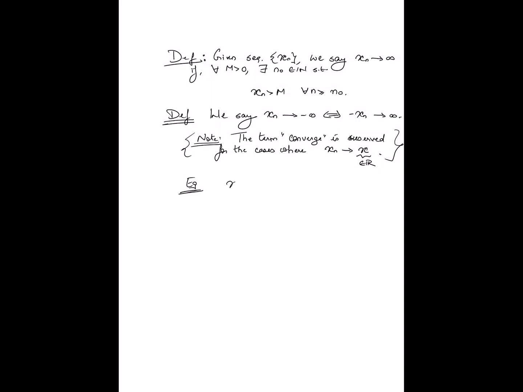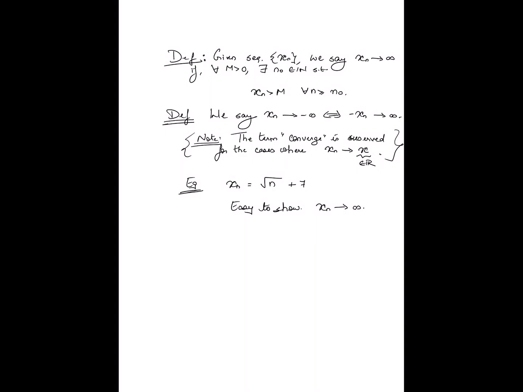So quick trivial example, if you look at something like square root n plus 7, it is easy to show that in fact xn tends to infinity, right? I repeat, in this case you're not allowed to say xn converges to infinity. That makes no sense. Convergence is always reserved for cases where the limit in question is a real number. Okay, so this is an example of a divergent sequence that tends to plus infinity.